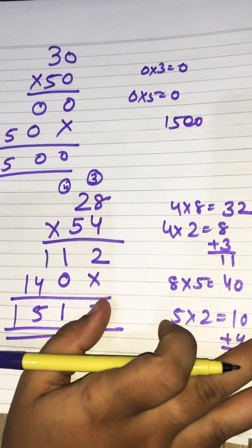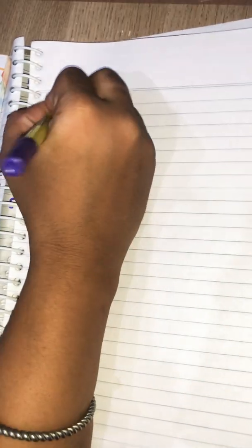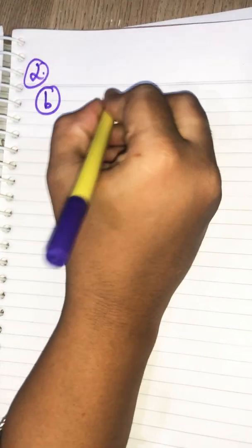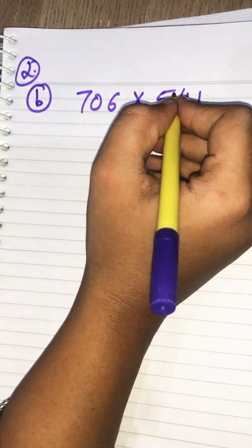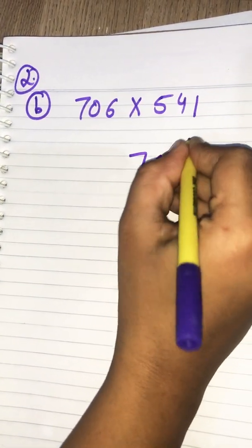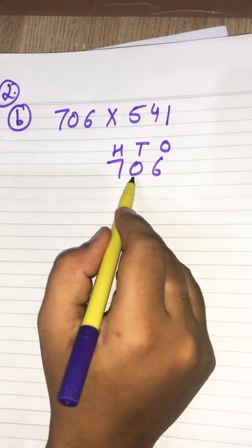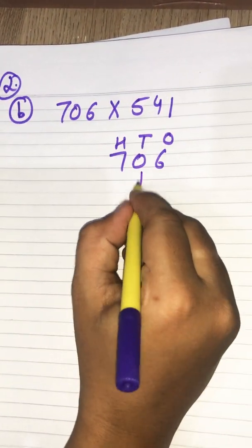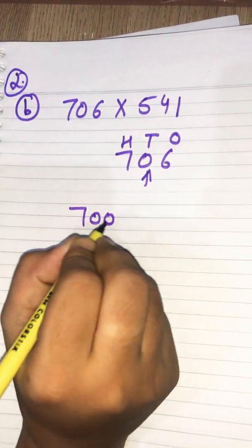Now we will move further with the second part. In this we have 3-digit numbers. Again, I will tell you the example B of the second part, that is 706 into 541. In this we have 706. Firstly we should check the position of tens, because it is a 3-digit number. This is less than 5, so it will move backward to the 100 position, so we will make it 700.